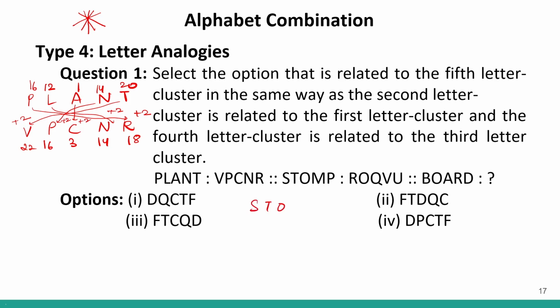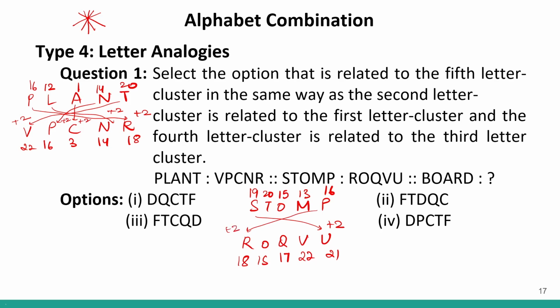Second pair is STOMP and ROQVU. So S is 19, this is 20, this is 15. M is 13 and P is 16. Similarly, R is 18, this is 15, this is 17, V is 22 and U is 21. So if I move 2 positions forward from 19, I will get 21. Similarly, from 16 to 18, it is plus 2. From 20 to 22 is plus 2 and from 13 to 15 is plus 2 and from O to Q is also plus 2. So we move plus 2 in every step, right, in a crisscross manner.